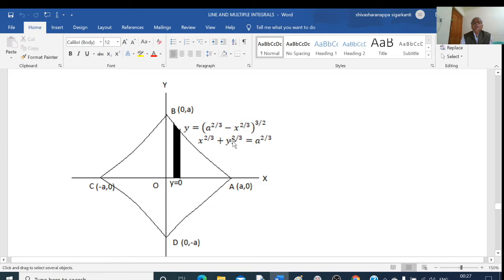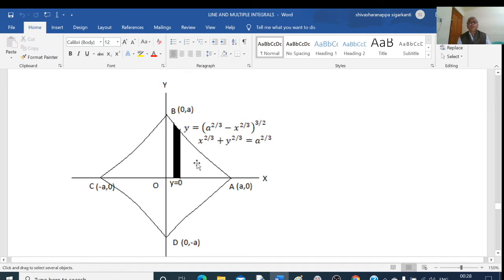Or we can write y to the power of 2 by 3 equal to a to the power of 2 by 3 minus x to the power of 2 by 3, or y equal to a raised to 2 by 3 minus x raised to 2 by 3 whole to the power 3 by 2. Y ranges from 0 to a raised to 2 by 3 minus x raised to 2 by 3 whole to the power of 3 by 2. And x ranges from this point to this point, that is O to A. At the point O, x equal to 0. At the point A, x equal to a.